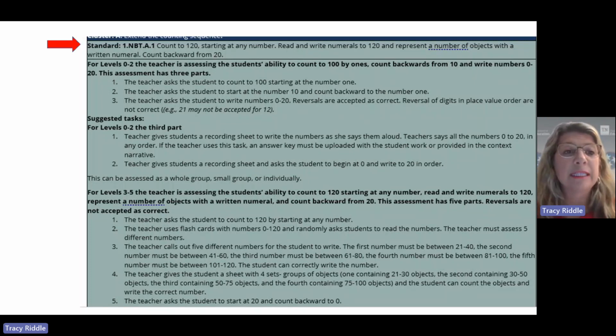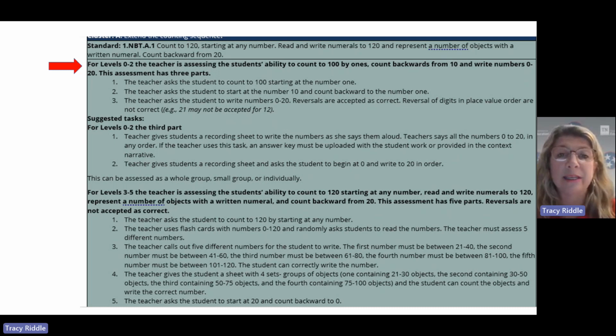Before assessing your first grade standard, you may need to start with the kindergarten expectations. For kindergarten, the teacher is assessing the student's ability to count to 100 by ones, count backward from 10, and write numbers 0 through 20. This kindergarten portion has 3 parts.